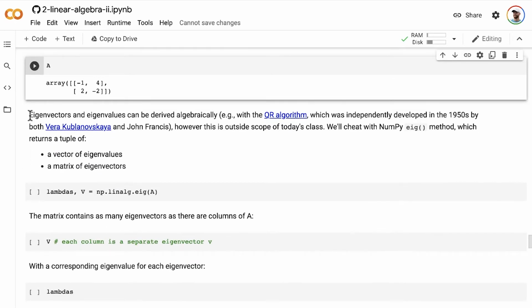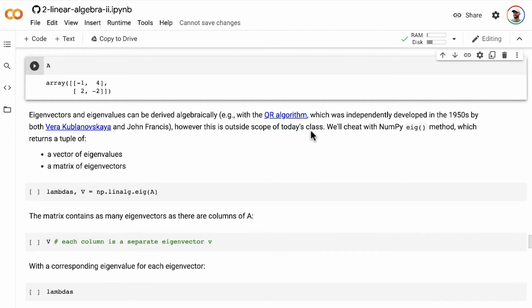So that you're aware, eigenvectors and eigenvalues can be derived algebraically, for example, with the QR algorithm, which was independently developed in the 1950s by both Vera Kublanovskaya and John Francis. However, this QR algorithm or other algebraic approaches for deriving eigenvectors and eigenvalues are outside of the scope of the Machine Learning Foundations curriculum, but you can follow through to this link to learn about it. It's simply too much for the scope of what we need to know.